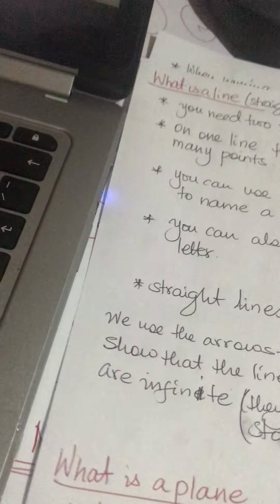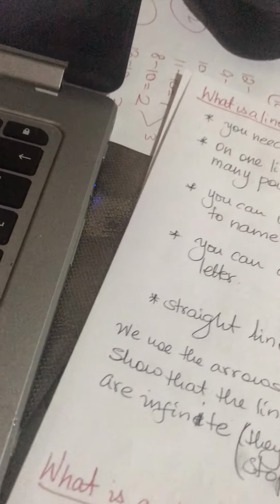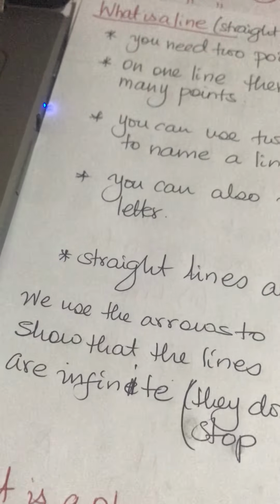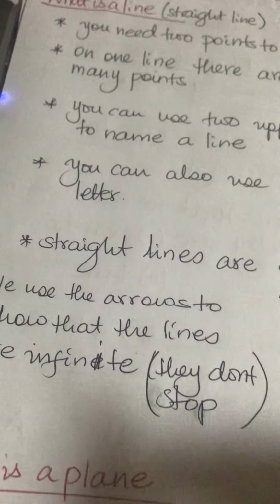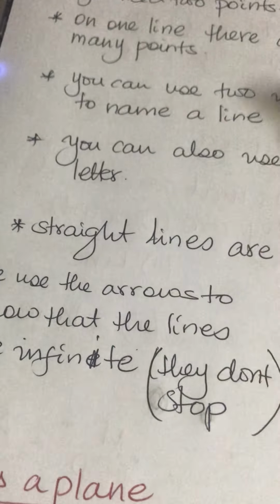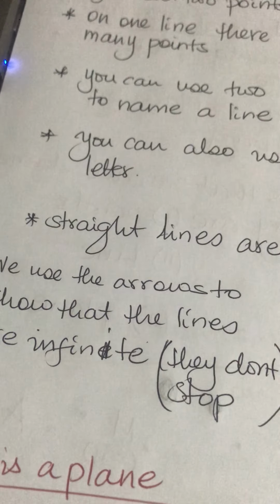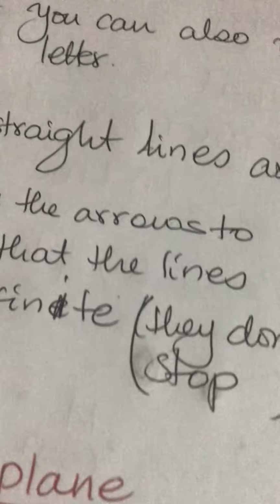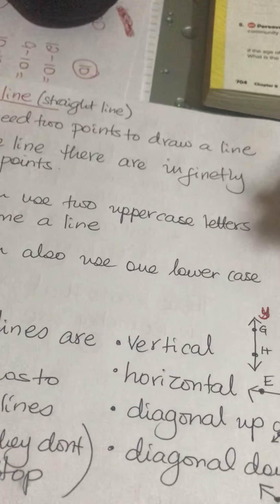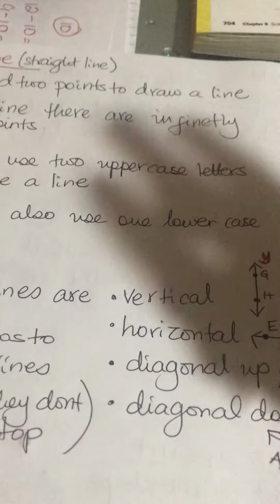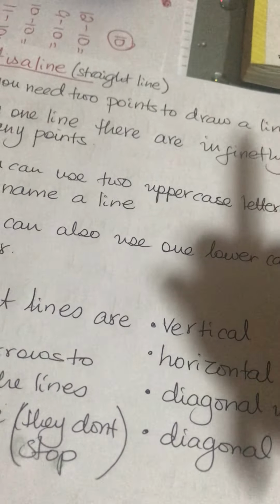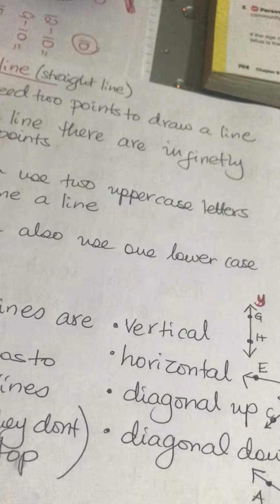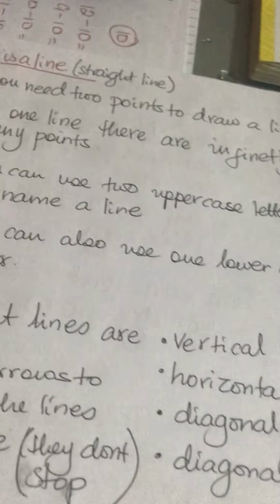Okay? All right, we continue. We do what is a line. So here I'm going to describe what is a straight line. Okay? Because there are so many lines. Lines can be curved. Lines can be zigzag. Lines can be wavy. So in geometry, we are going to deal with straight lines today. So you need 2 points to draw a line. This you have to know. For you to draw a straight line, you need at least 2 points. Okay? You can have more than 2, but at least 2.